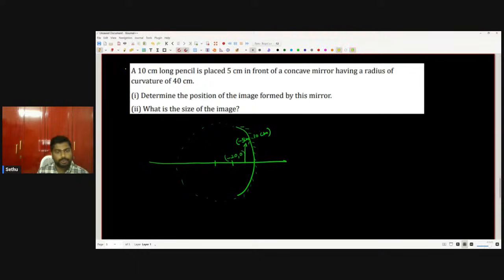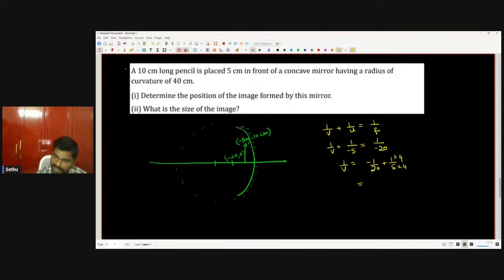So what will you do? 1 by V plus 1 by U is equal to 1 by F. Remember, U is actually the object coordinate. What is the object coordinate? Minus 5. 1 by F, F is the focus coordinate, which is minus 20. So let's simplify. 1 by V is equal to minus 1 by 20, when this goes this side, plus 1 by 5, into 4 into 4.